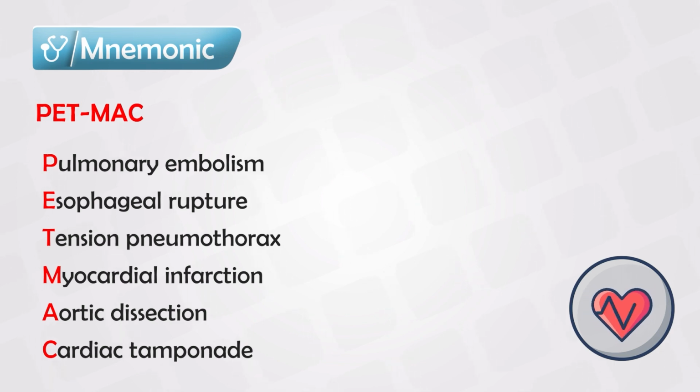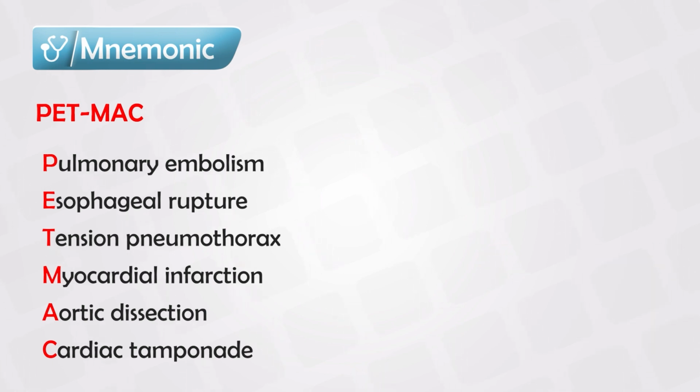Aortic dissection, and again, this can cause severe chest pain, although we mostly see aortic dissection in the abdomen. It can occur in the chest and descend into the abdomen, but it's mostly in the abdomen.